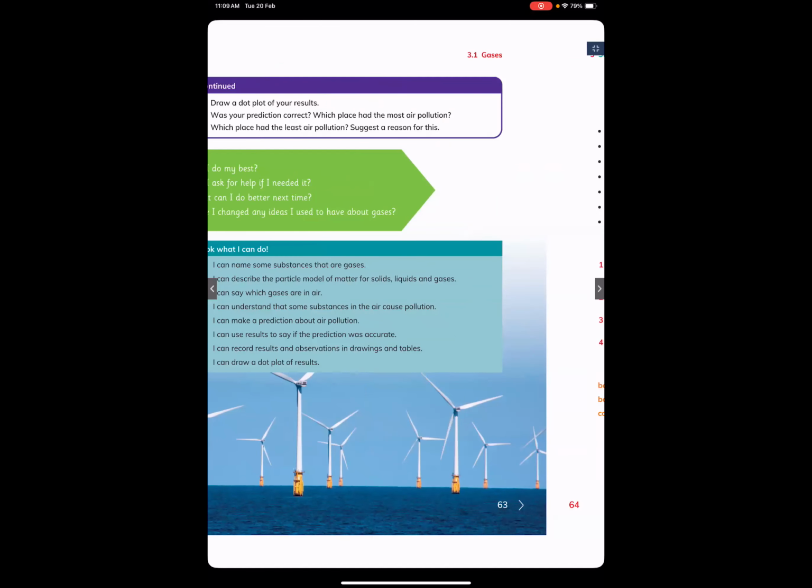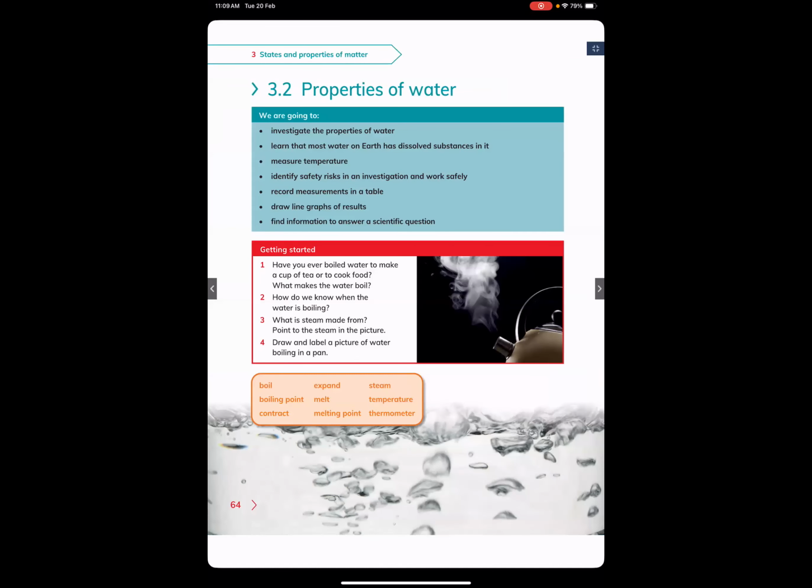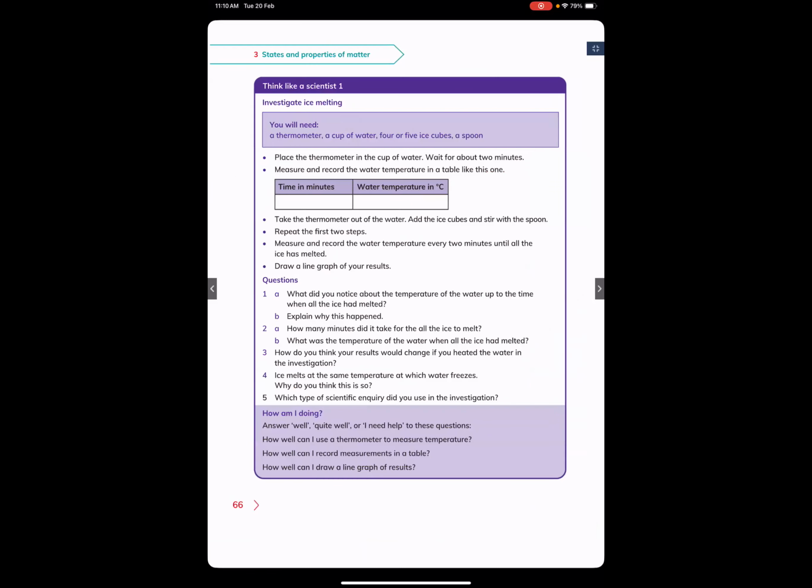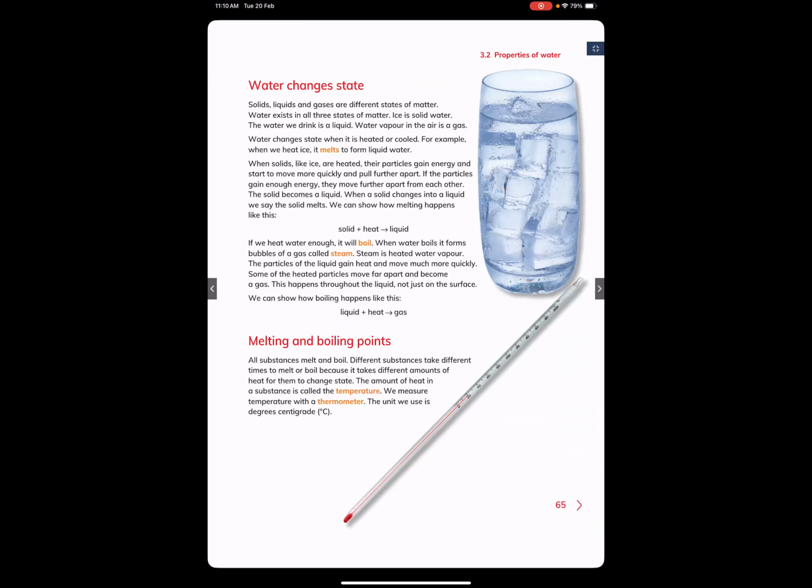Coming to the next topic, that is properties of water. Again, just like how we did properties of gas, we'll be doing the properties of water. Things that we'll consider would be expansion, steam, temperature, boiling point, melting point, contraction, etc. So water changes its state, we are all aware of. It can either change into solid or it can change into gas, provided we give it the suitable temperature. So melting and boiling points is something that we need to look carefully into.